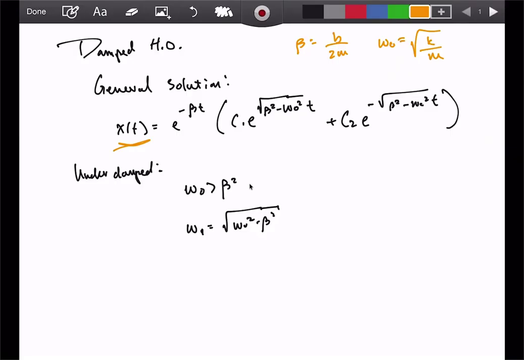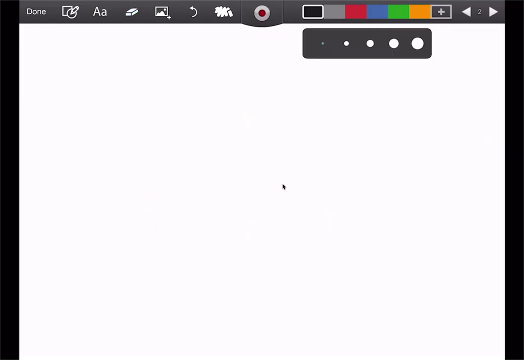In this case, we discussed the underdamped situation, which is where omega zero is greater than beta, which means this square root is going to be imaginary. So we get a new angular frequency, and this angular frequency is what gives us the harmonic oscillation. Our harmonic oscillation is with this new frequency omega 1, which means the period is based off of that omega 1.